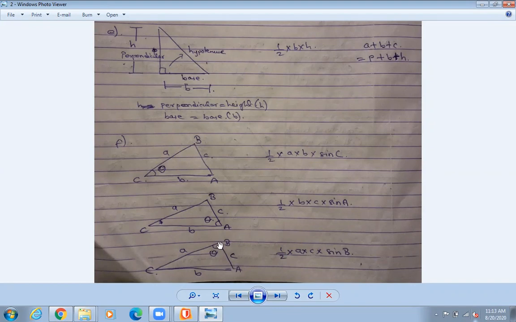So what will be the formula? Half into A into C into sin theta, that is sin B, you can write down. So half into A into C into sin B. Otherwise you can write down capital B. Anyway, you can do the formula.